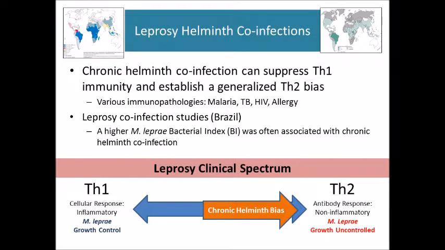So in other helminth co-infection studies, they've shown that chronic helminths suppress Th1 immunity in people. This has been shown in HIV, malaria, TB, and allergy, and it establishes a generalized Th2 bias. There have been a couple of studies published from Brazil that demonstrated that leprosy patients that had chronic soil-transmitted helminth co-infection more often developed higher bacterial loads, or a higher BI. So the theory is that chronic helminth infection is pushing more towards the antibody response, the Th2 response. This is allowing more uncontrolled growth of the bacteria over time.